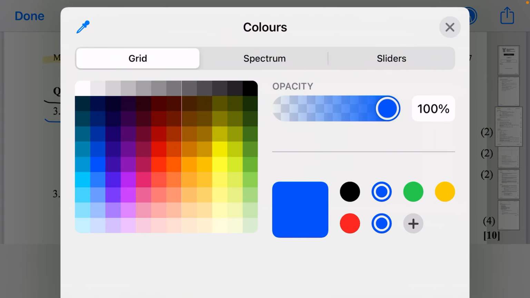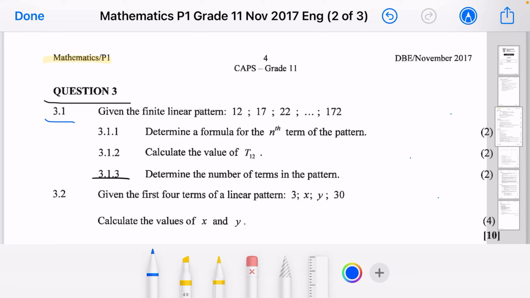So let's see, let me go back to that color. So 3.2, given the first 4 terms of a linear pattern, which is 3, x, y, 30. The question says calculate the values of x and y.